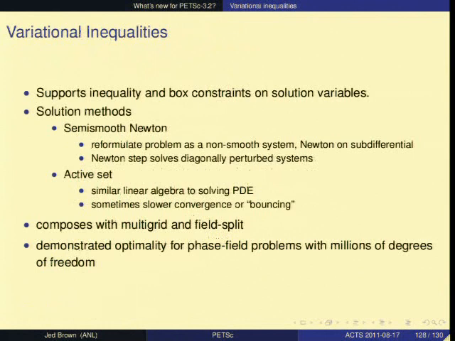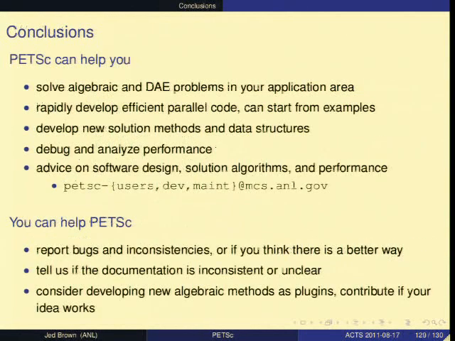And variational inequalities, the last of these points. If you have problems with inequality or box constraints, we have semi-smooth Newton and active set methods you can use on that. And PETSc 3.2 will be released within a week or two. We're using these with multigrid and field split, and we combine those for some phase field problems with long time steps to ensure this 0-1 criteria, and for contact.